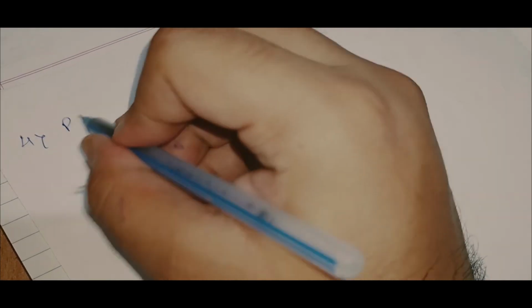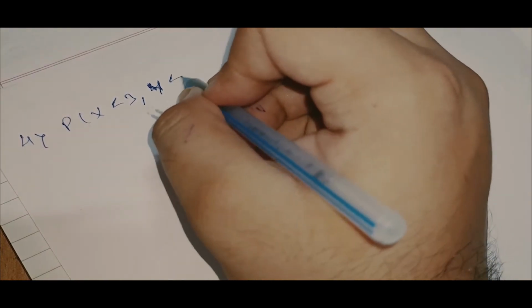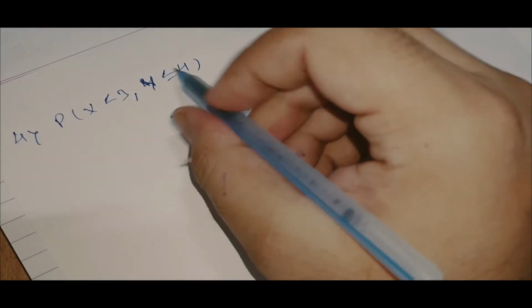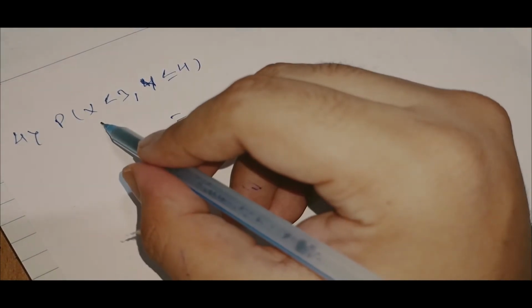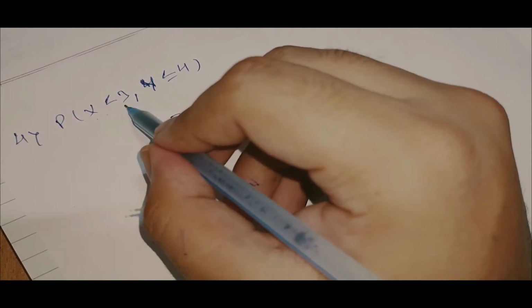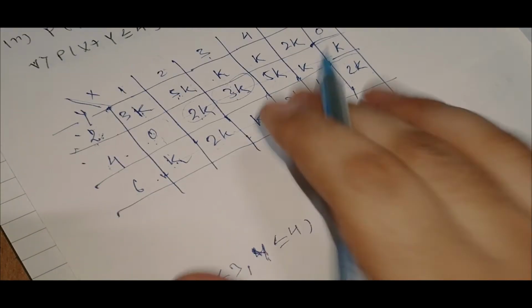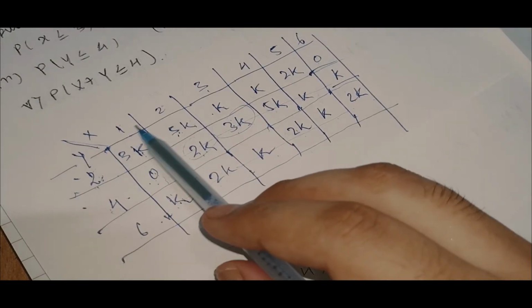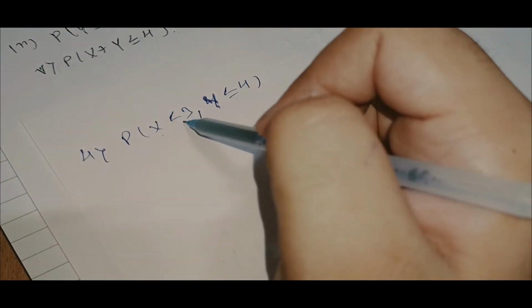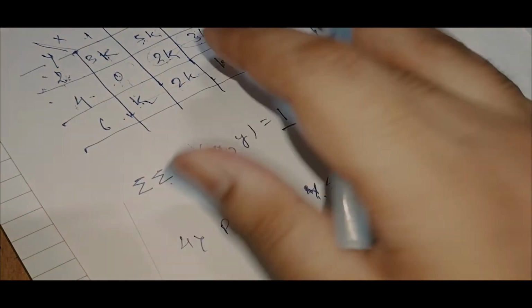The fourth question is P(x less than 3, y less than or equal to 4). So here both the values are varying. So what can x be? x can be 1, 2, and what can y be? It can be 2 and 4. How can I say that? Because x is less than 3, so x is 1 and 2. And y less than or equal to 4 is 2 and 4. So both are varying.